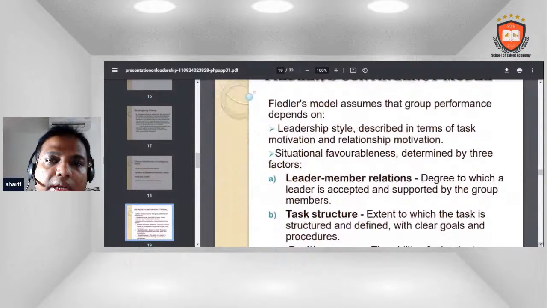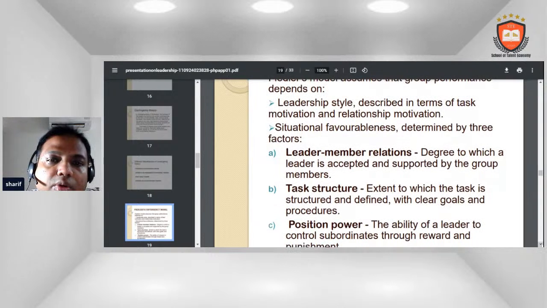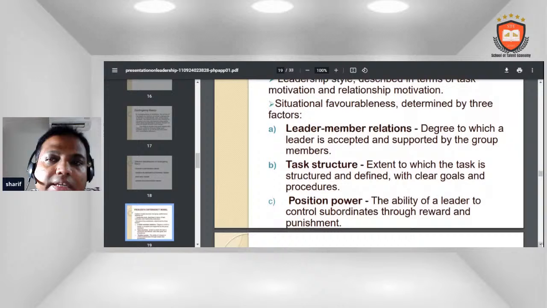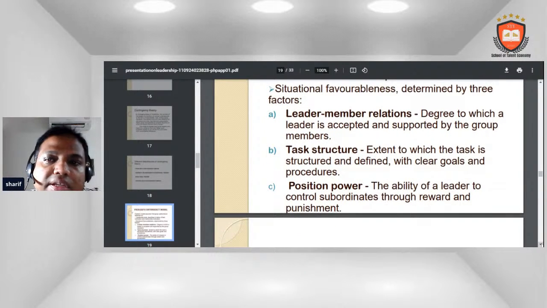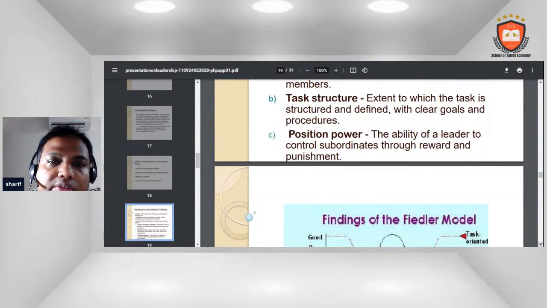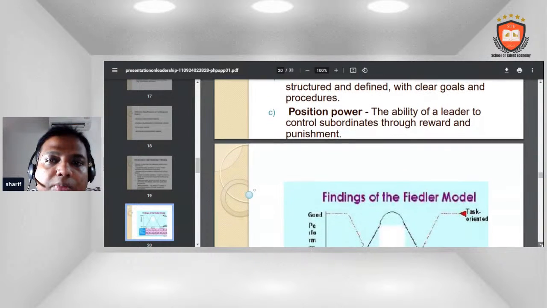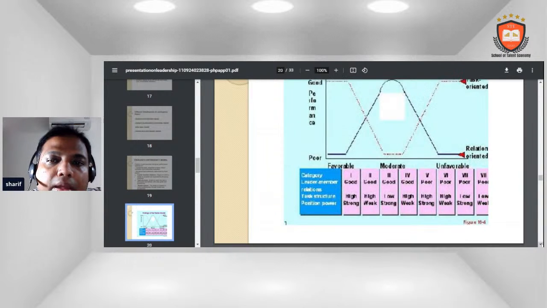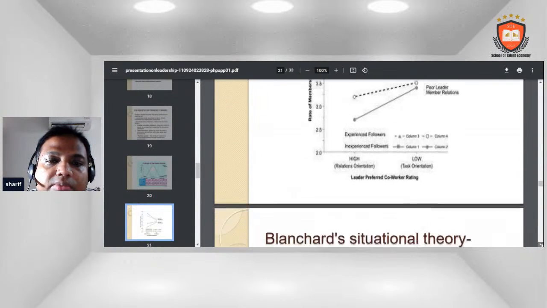Fiedler's model assumes that group performance depends on leadership style, described in terms of task motivated and relationship motivated, and the situation. Situation favorableness is determined by three factors: leader-member relations, the degree to which a leader is accepted and supported by the group members; task structure, the extent to which the task is structured and defined, with clear goals and procedures; and position power, the ability of a leader to control subordinates through rewards and punishment. And these are some of the findings from the leadership theory.